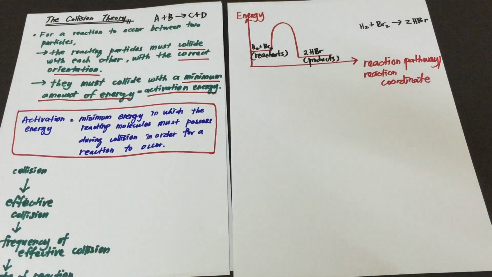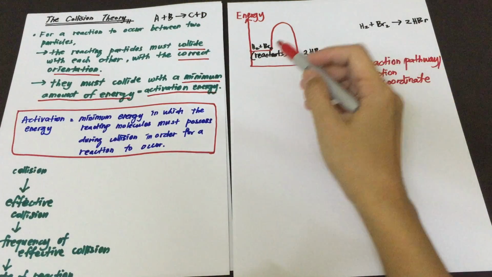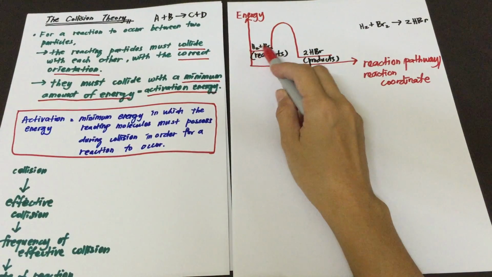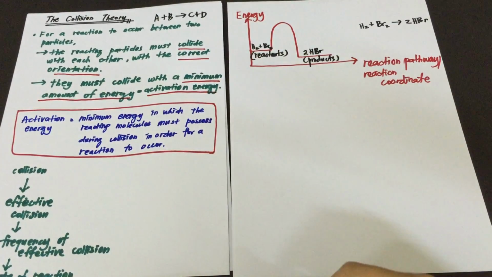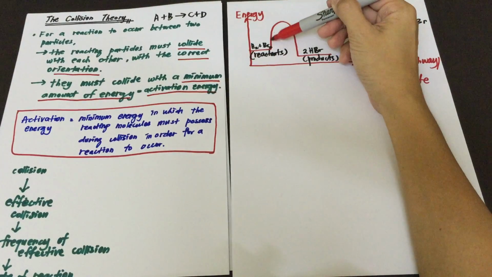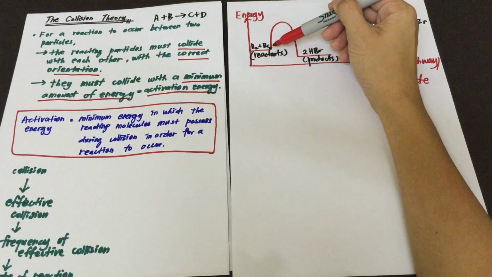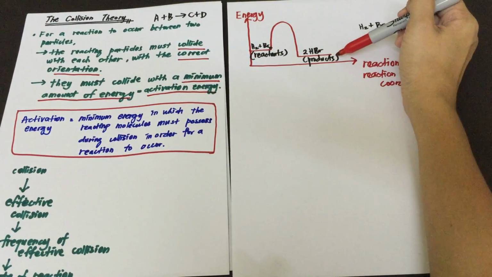So now, look at this energy level diagram. One can see that the reactants are colliding with each other over here. And in order to go to the products, the reactants need to climb up a hill. Can you see the hill? This is the hill. So the reactants need to climb up the hill in order to form products.